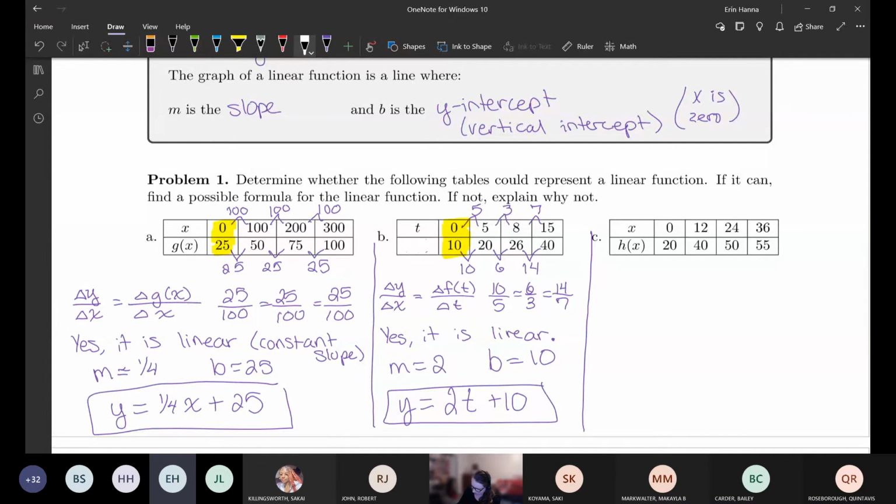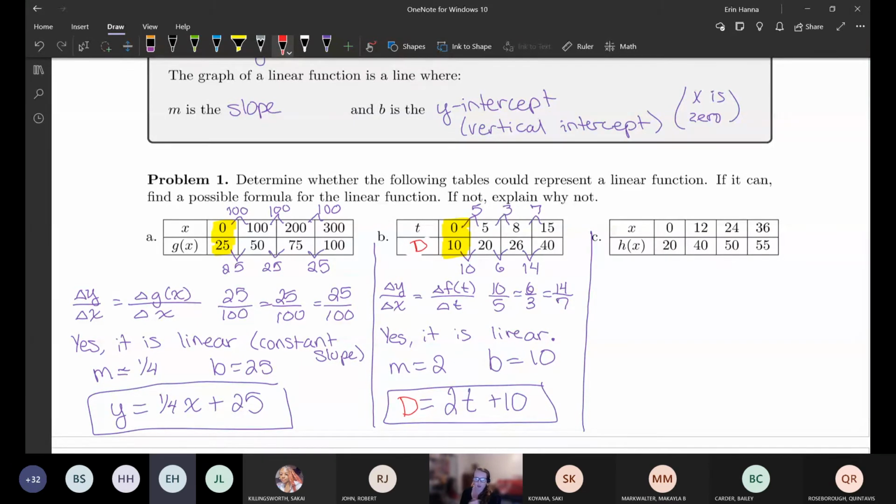I'm going to erase this for a second and I'll bring it right back. If in that table we were given an actual variable instead of a function name, so if I put a D there, that's a variable, not a function name. If they give you an actual variable, you should use that variable.